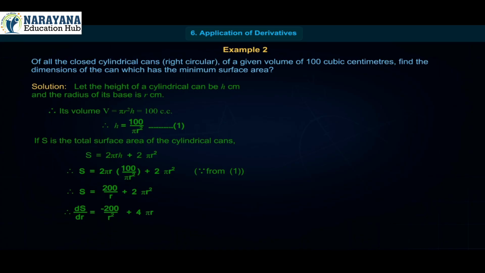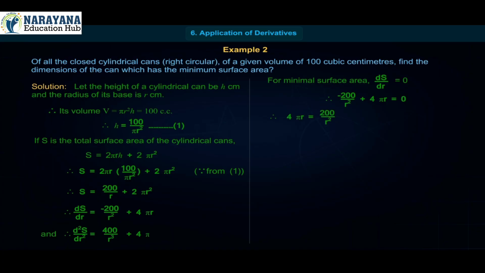Therefore, dS by dR is equal to minus 200 upon R² plus 4πR, and d²S upon dR² is equal to 400 upon R³ plus 4π. For minimal surface area, dS by dR is equal to 0. Minus 200 upon R² plus 4πR is equal to 0.